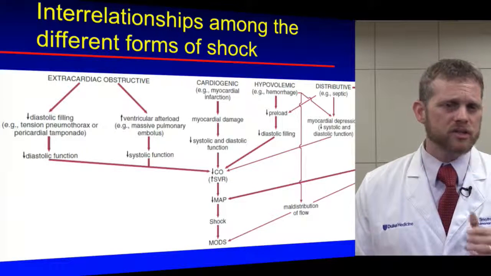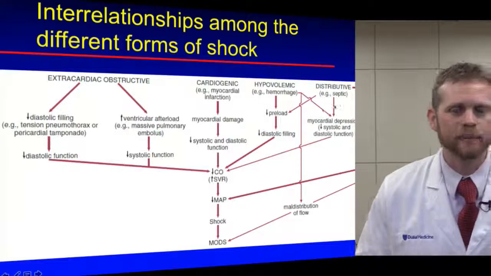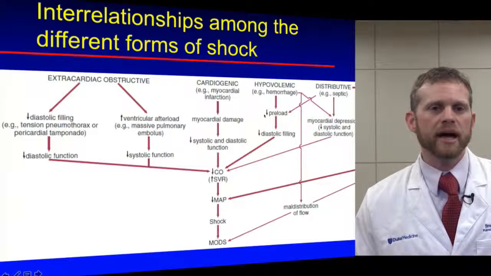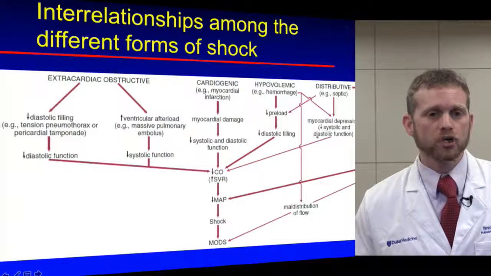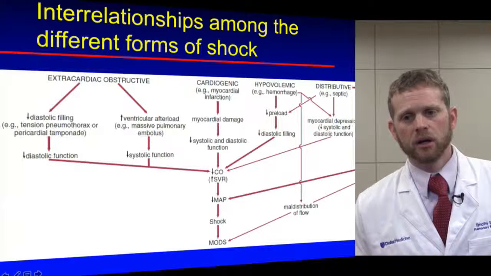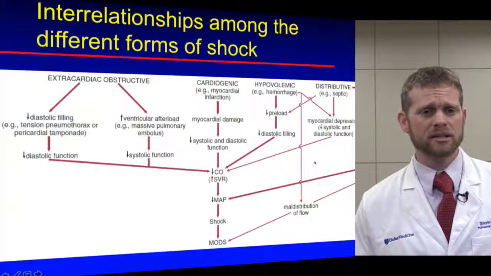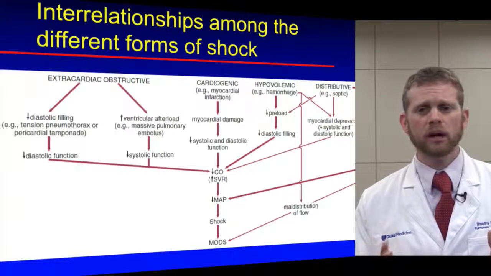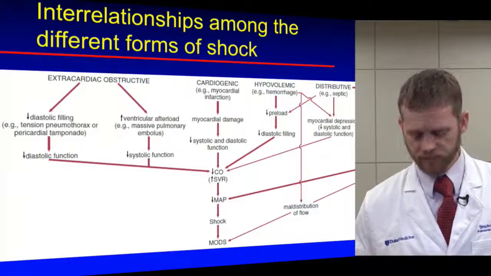What I want to call your attention to is that all these forms of shock are not mutually exclusive. For instance, septic shock is going to have components of it that are hypovolemic. It's going to have components of it that are cardiogenic, and then certainly it's going to have components of it that are distributive. I know this slide looks confusing and complicated, but the reality is that the commonalities between these various forms of shock really make the initial therapies very generalizable and simpler.